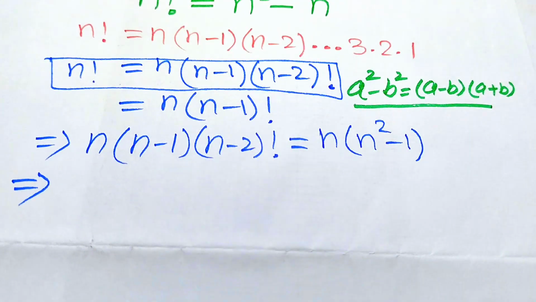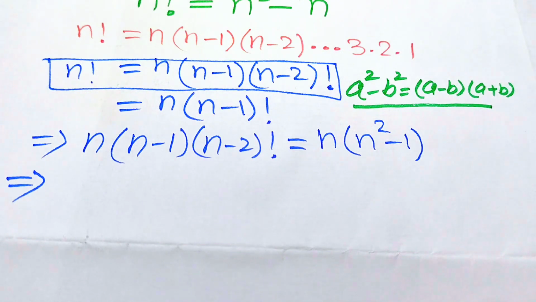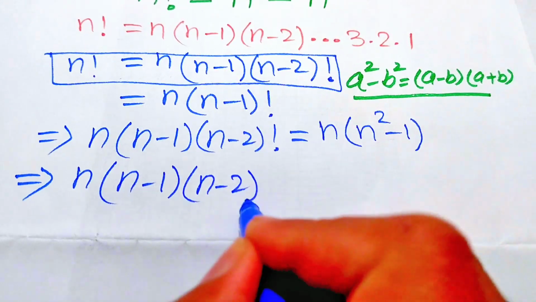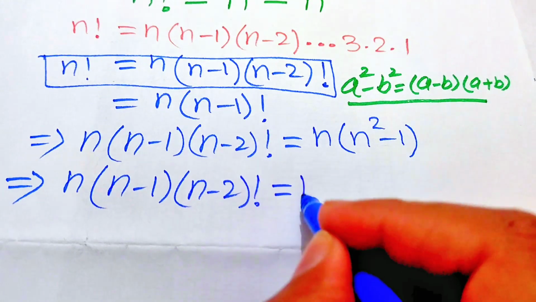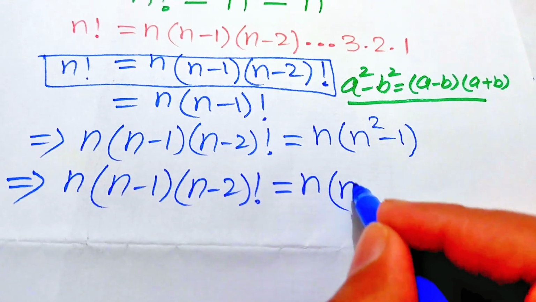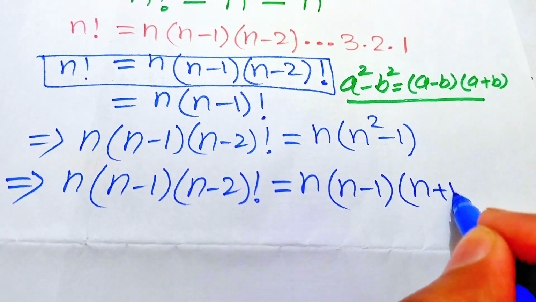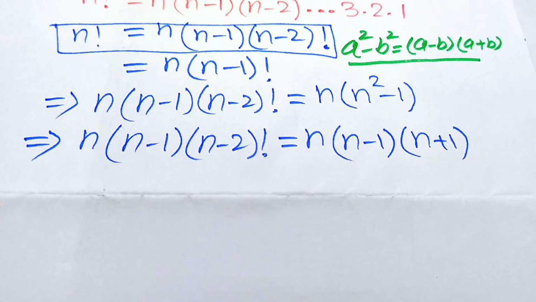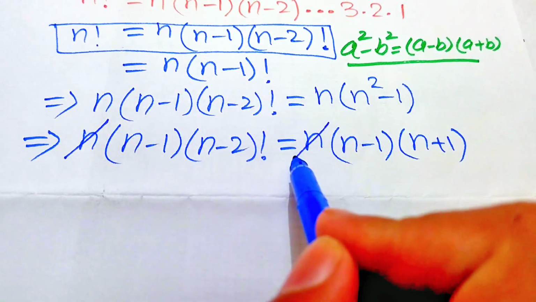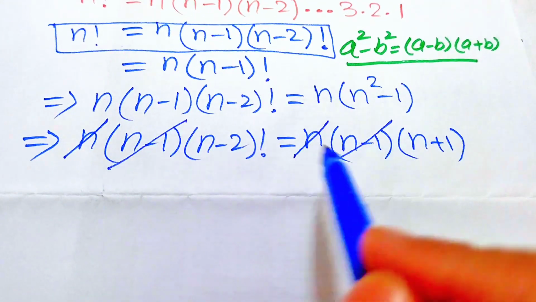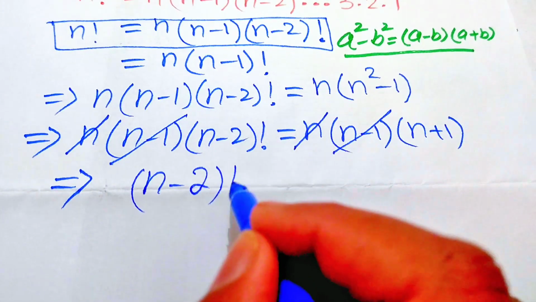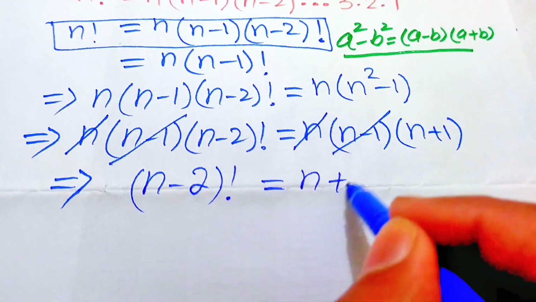So we use this nice formula on the right hand side of this equation, so that this equation becomes n times n minus 1 into n minus 2 factorial equals n times, we have n square minus 1, it is equal to n minus 1 times n plus 1. So now in the next step, you focus on both of the sides, and we cancel the like terms. So this n is cancelled out by this n, and n minus 1 is cancelled out by this n minus 1. So now we obtain n minus 2 factorial equals n plus 1.